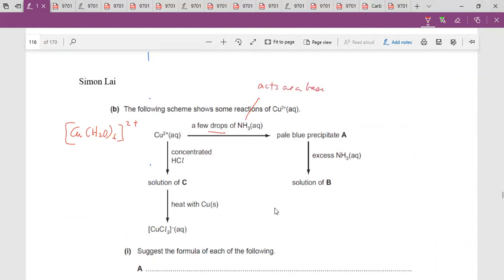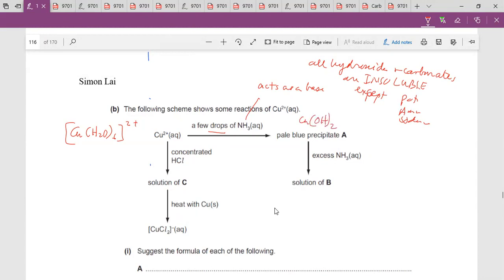Because why? All hydroxides and carbonates are what? This is the solubility rules. Insoluble. You must know this, because one year they asked for carbonates. Insoluble, except what? Except potassium, ammonium, and sodium. Very simple. So ammonium is here. So the blue precipitate must be your copper hydroxide.